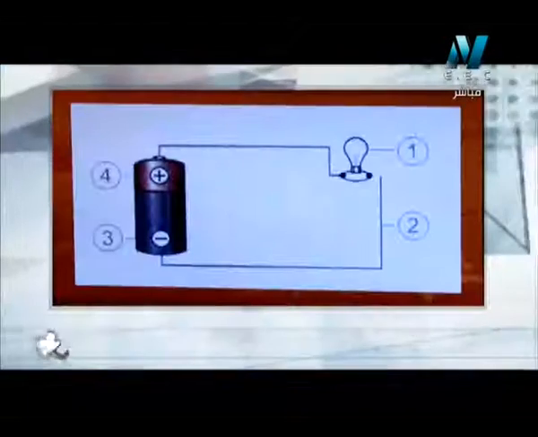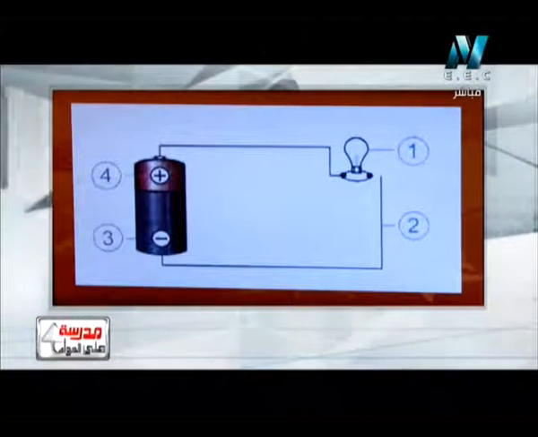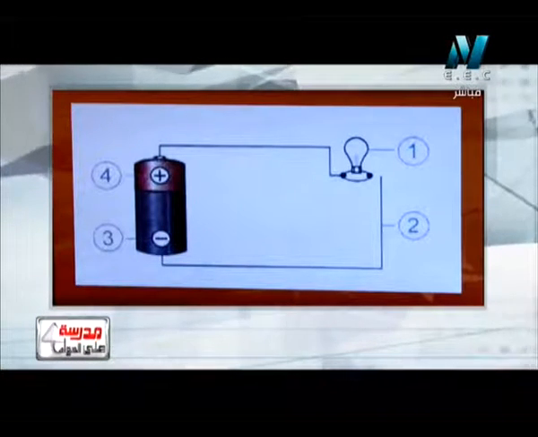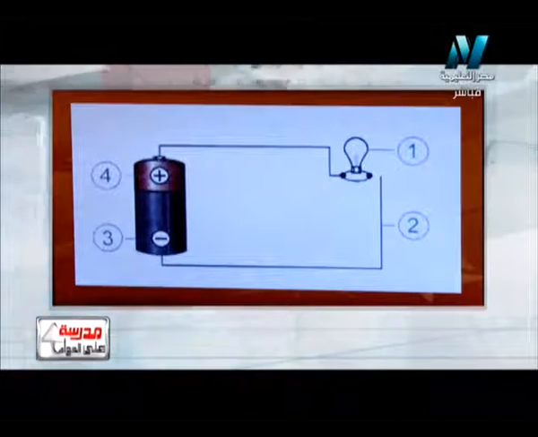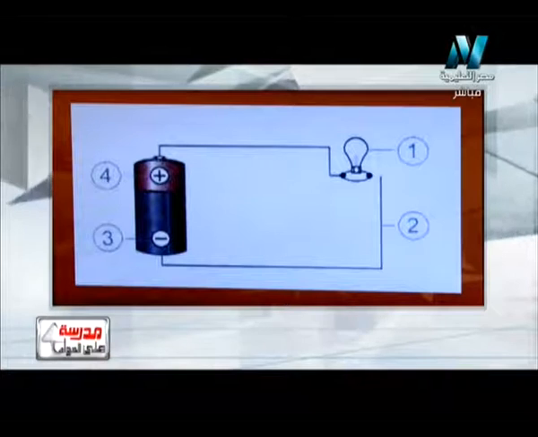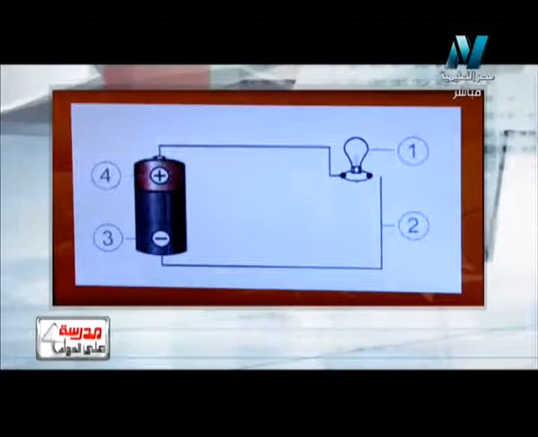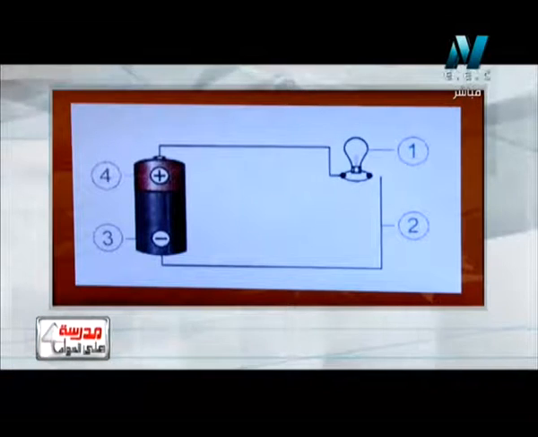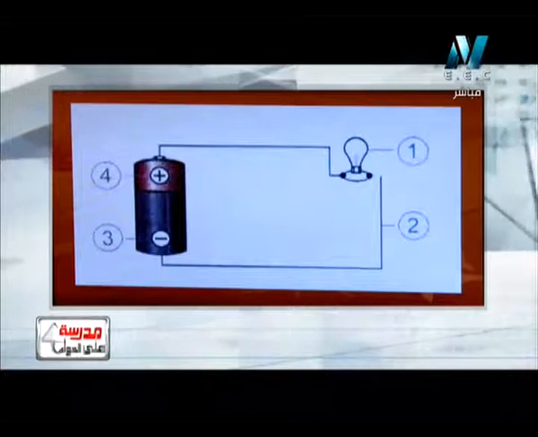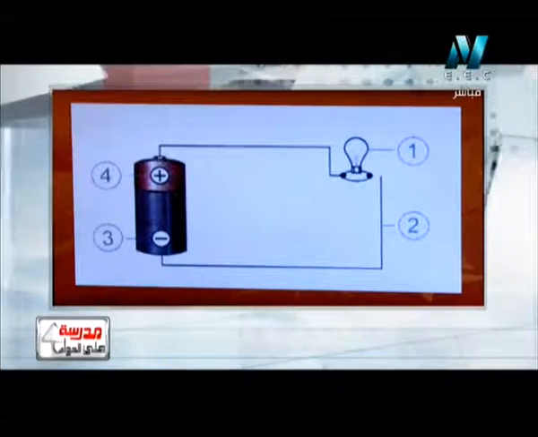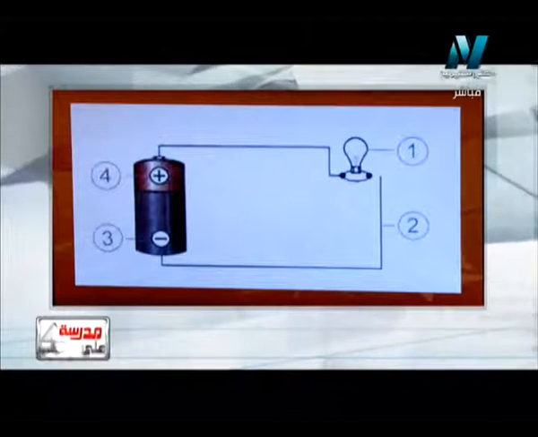So now I have a very important diagram for labeling the electric circuit. Number 1, the lamp. Number 2, the electric wire. And we have number 3 and 4 in the battery. Number 3 is the negative pole, but number 4 is the positive pole. So again, 1 is the electric lamp, number 2 is the wire, 3 is the negative pole, the minus, and the positive pole is the plus.